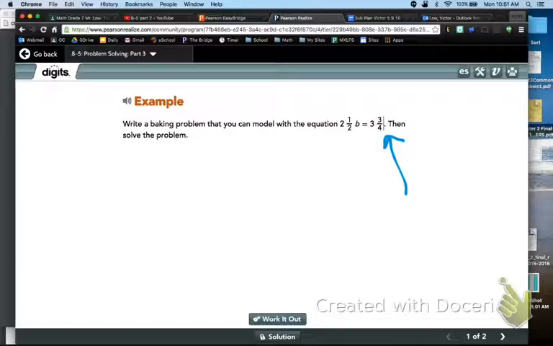Then solve the problem. Write a baking problem. So they're basically making you use your creativity to make a problem. As far as 2 1/2, you can say, hey, there's a particular thing that they want to bake, and then they want 2 1/2 of that, and that gets you 2 1/2 orders, and that gets you 3 3/4 of the original amount, or something like that. In terms of money, be it $2.50.